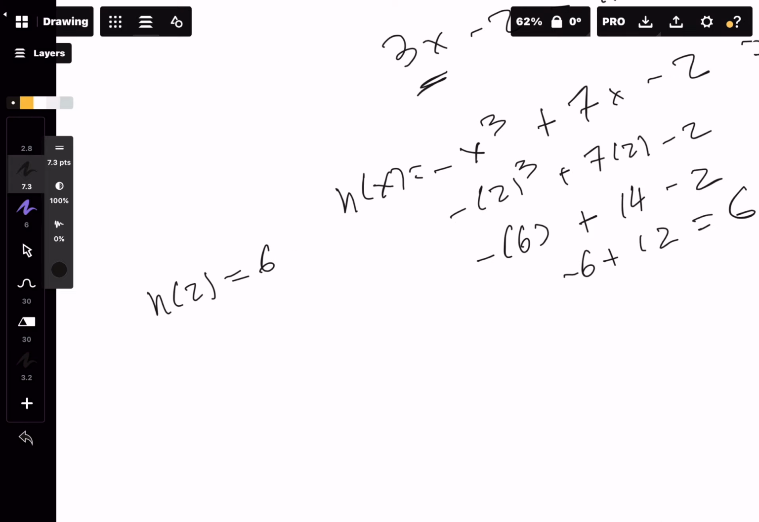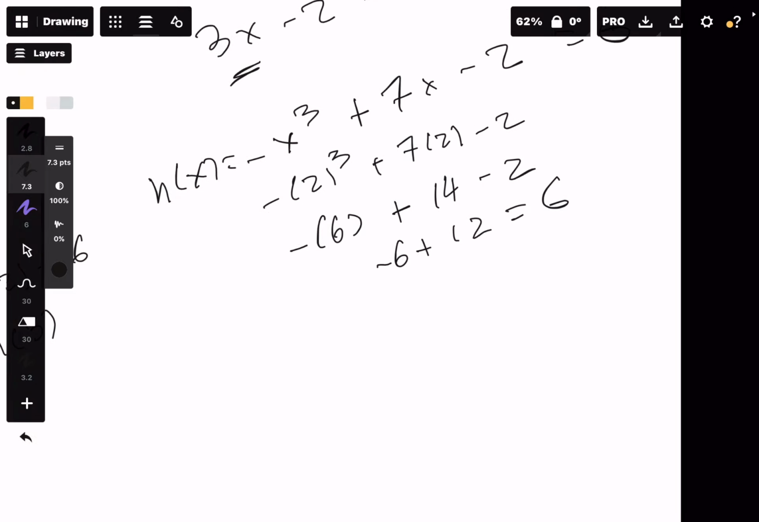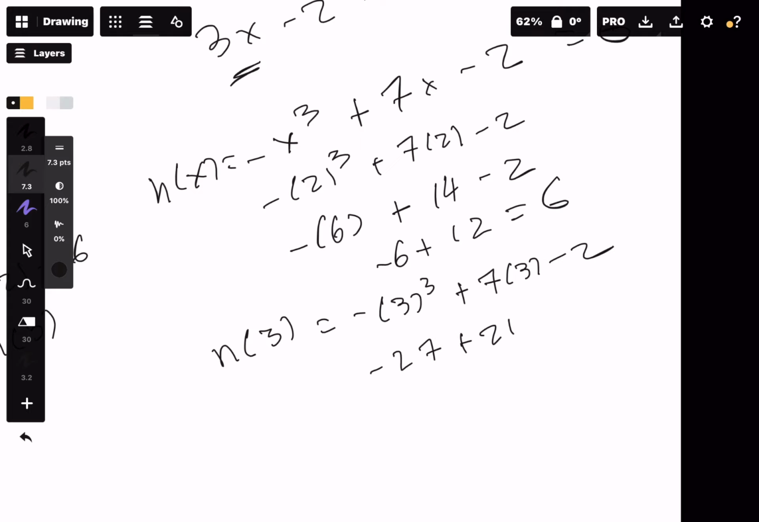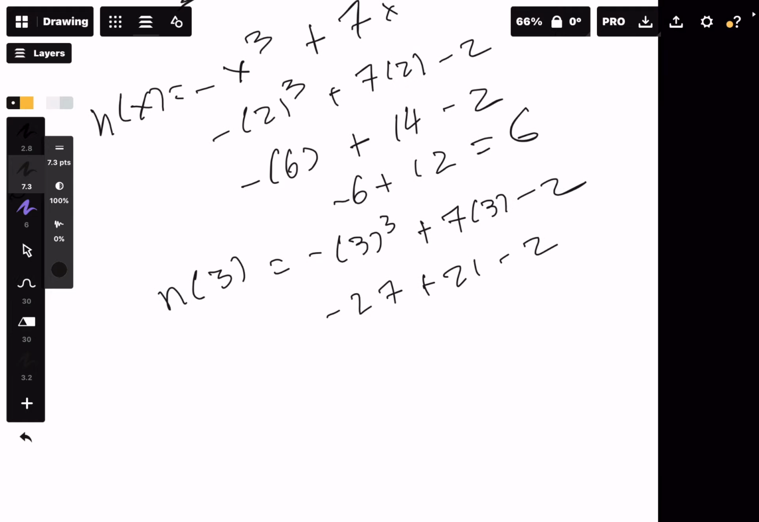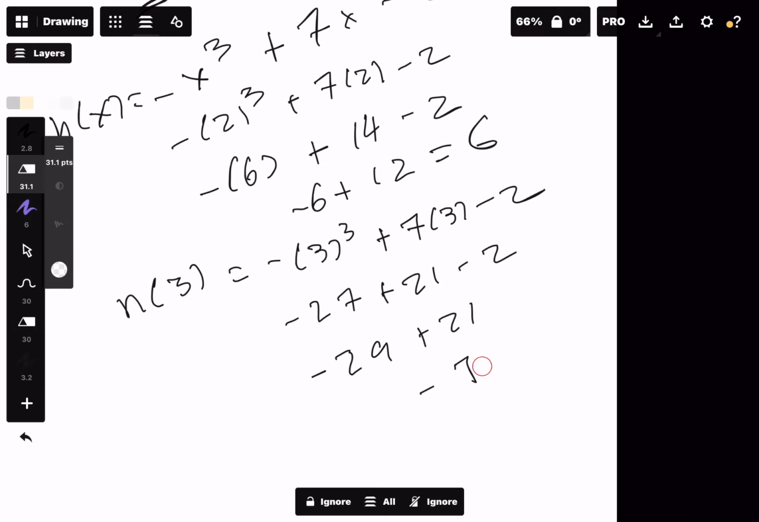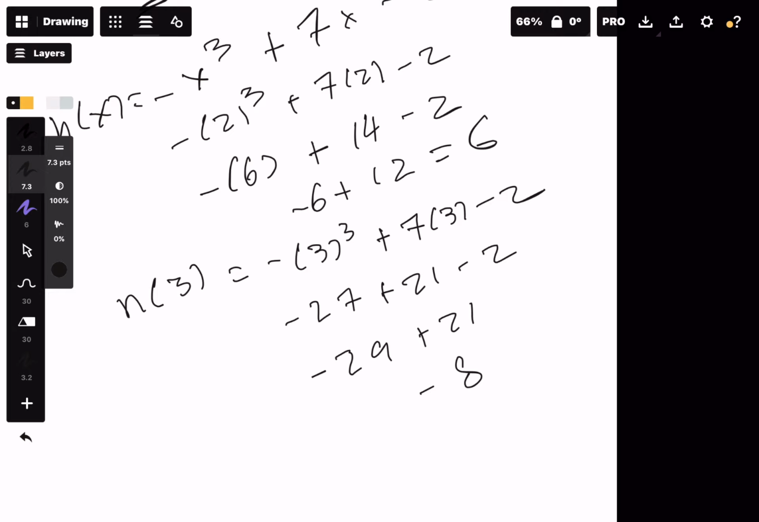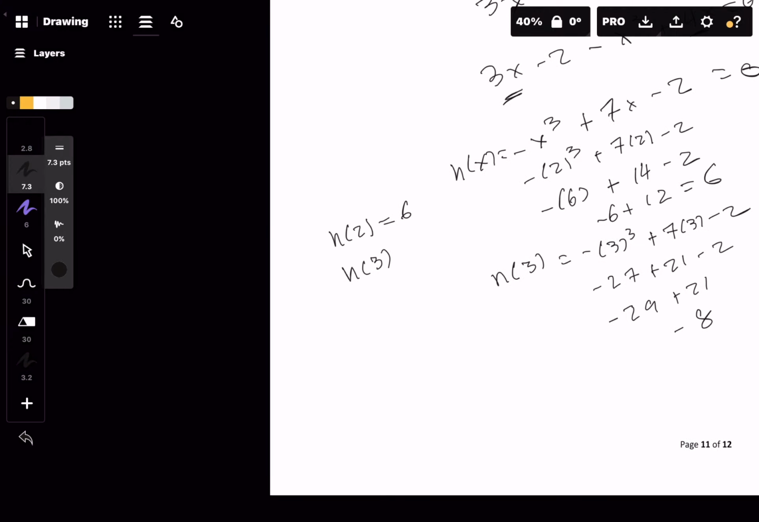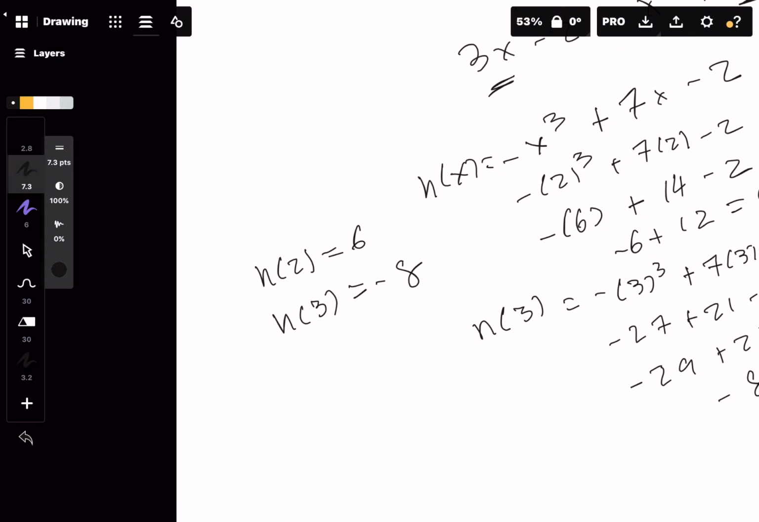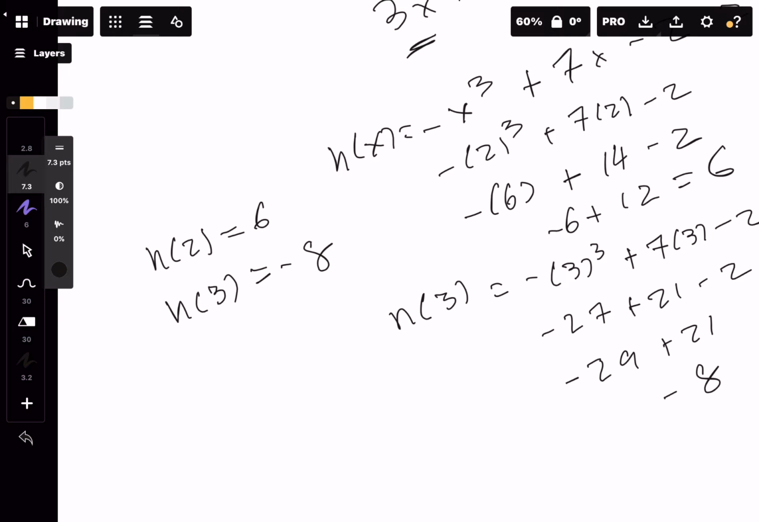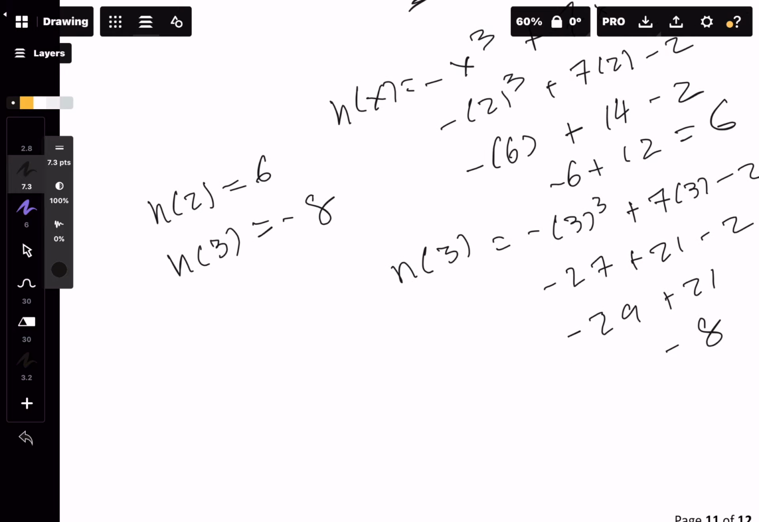Now we have to find h of 3. So let's do the same thing. H of 3 equals negative 3 cubed plus 7 times 3 minus 2. Let's go negative 27 plus 21 minus 2. This will go negative 29 plus 21. This will give us negative 8. So we have the two values, h of 2 and negative 8 for h of 3.